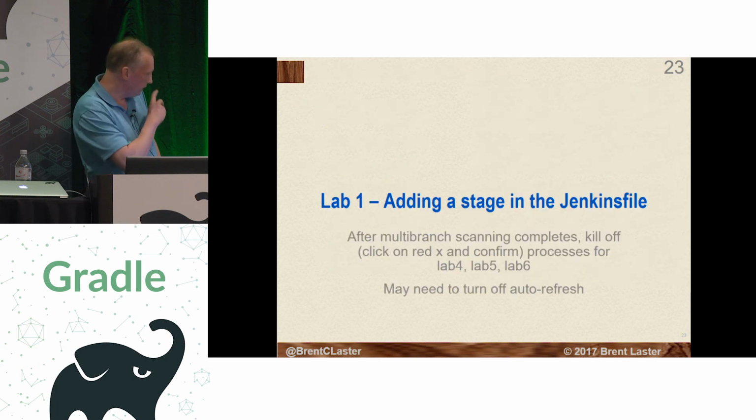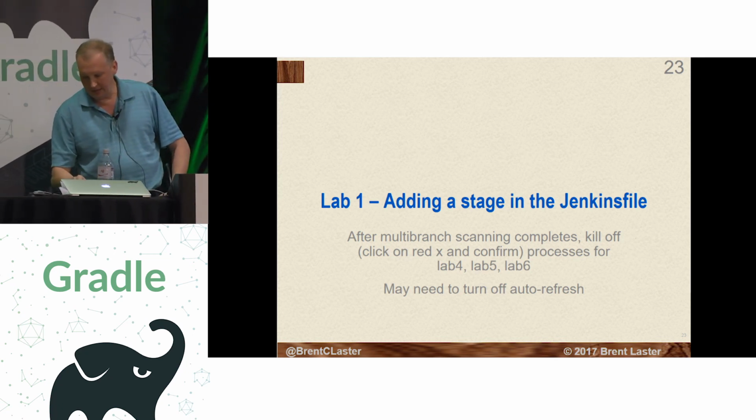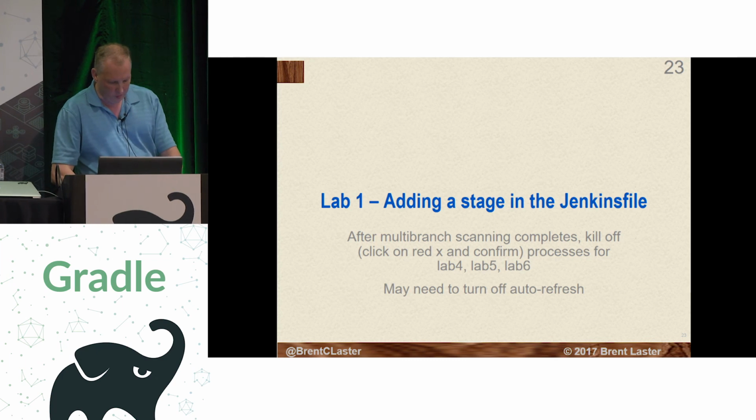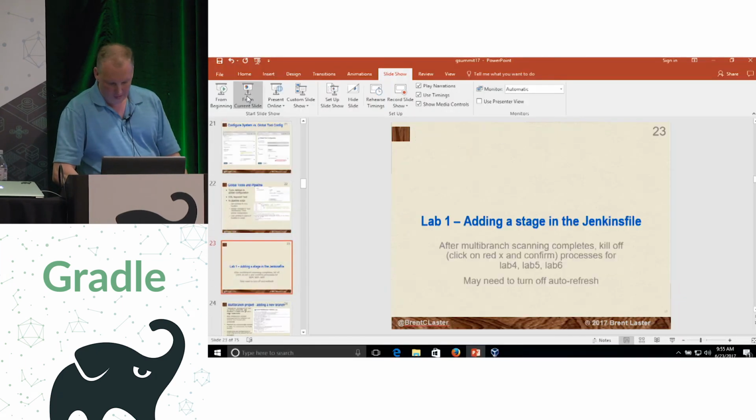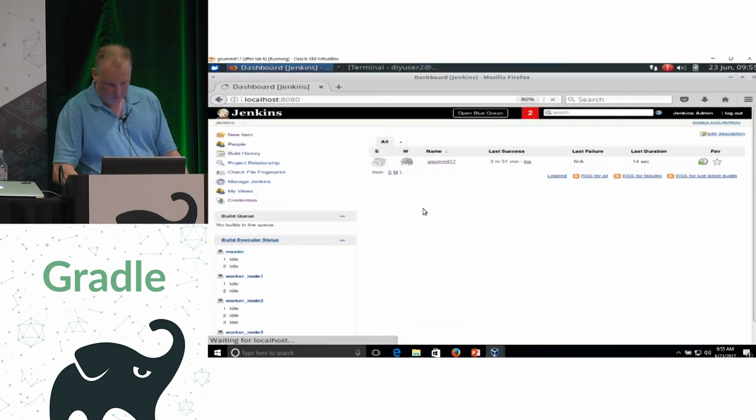All right, that brings us up to lab 1, adding a stage in the Jenkinsfile. If you've got the handout for that, you can look at it. I'll show you real quick what we're going to do here, and you can go ahead and do this. I'll give you just a few minutes while we're working on that.